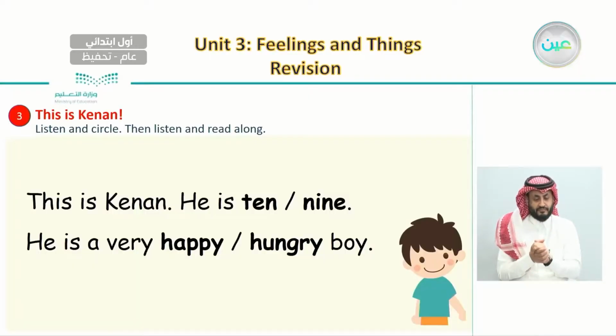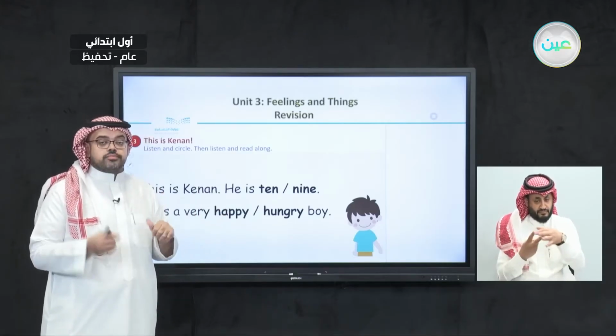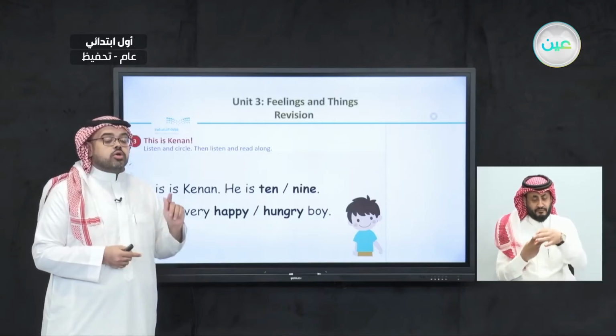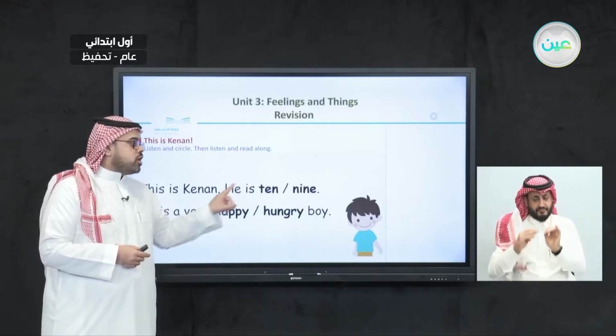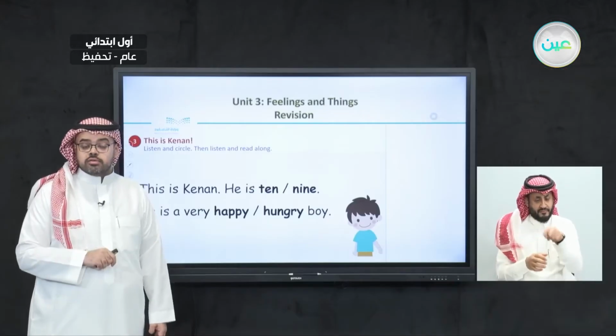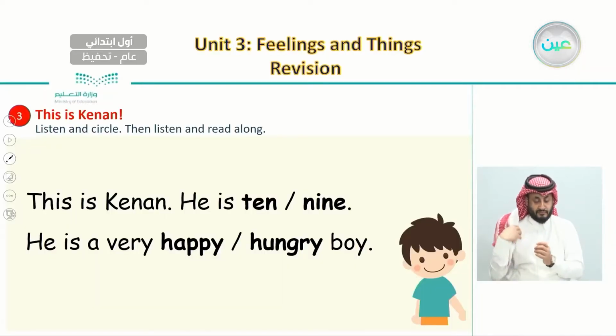So now let's remind ourselves of this exercise. Listen and circle. Then listen and read along. This is what we will do. For the first part of the story, we're going to listen to it twice. The first time, we listen only for listening, and the second time, we listen to choose the right answer. After we circle the right answer, we're going to read it one more time with the right answers. So now let's listen and then we will choose the right answer.